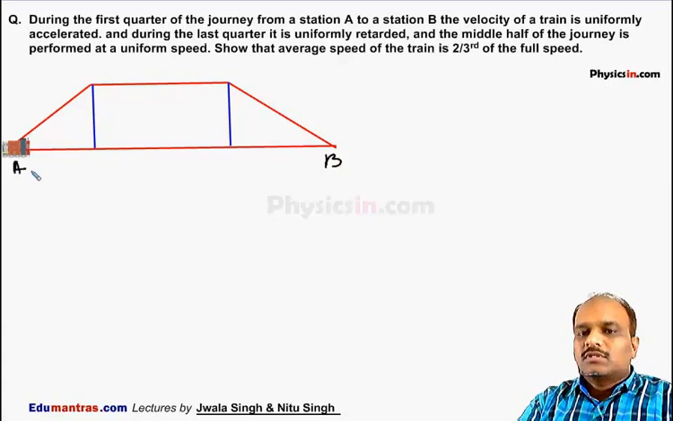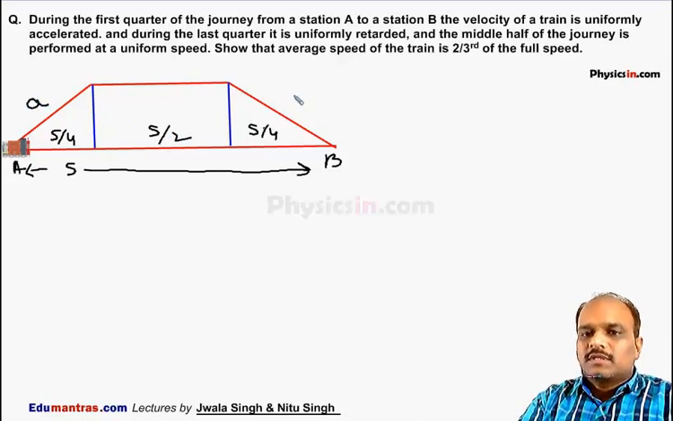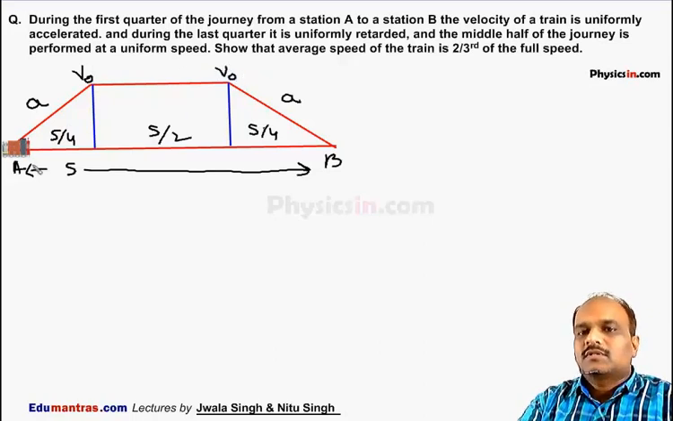Let the total distance be S. First quarter of the distance means this is S by 4. This is also S by 4. This distance is S by 2. Let its acceleration be A. Let its retardation be A. Let its maximum speed be V0. So it travels with a constant speed V0.